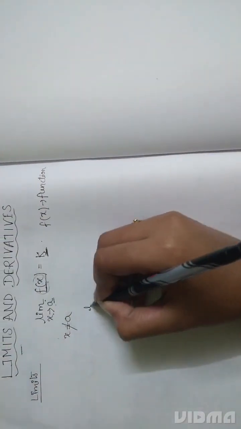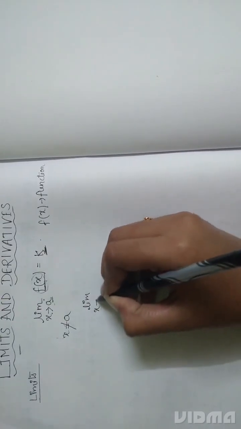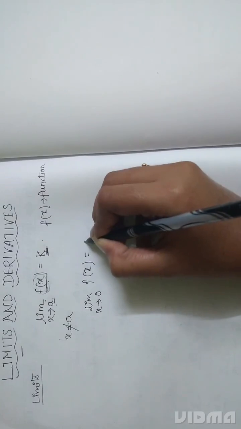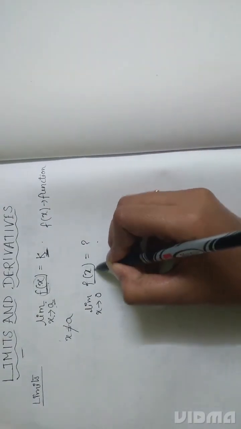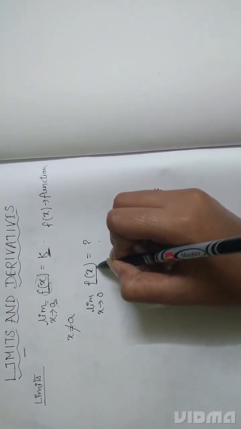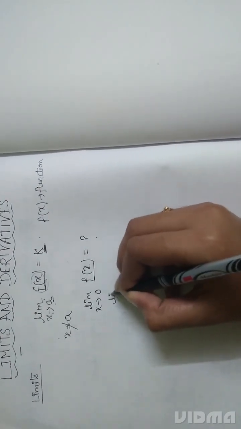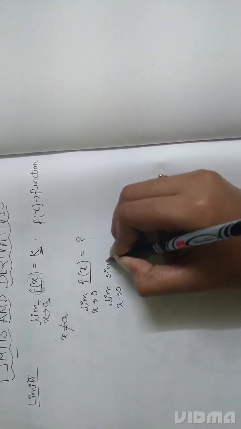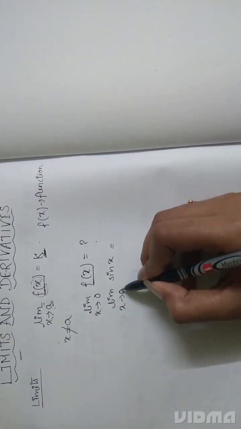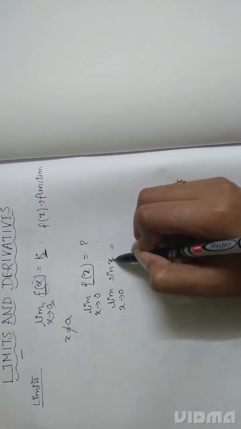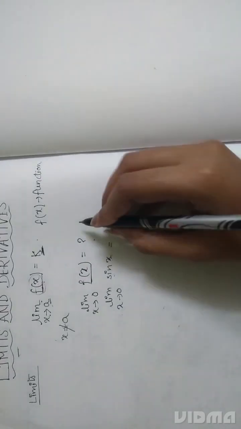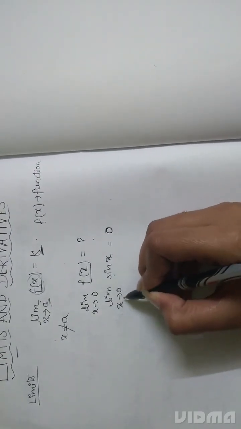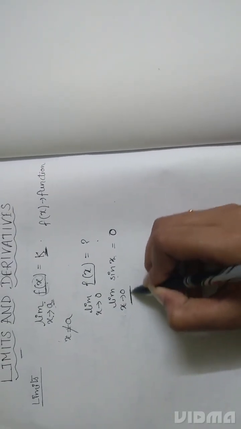Now let us suppose limit x tends to 0, f of x is equals to what? Let f of x be any function. Now let us suppose that this function is sin x. f of x is equals to sin x. Now substituting x is equals to 0, sin 0 is 0. So answer will be 0. Remember that it tends to 0, it is not equals to 0.